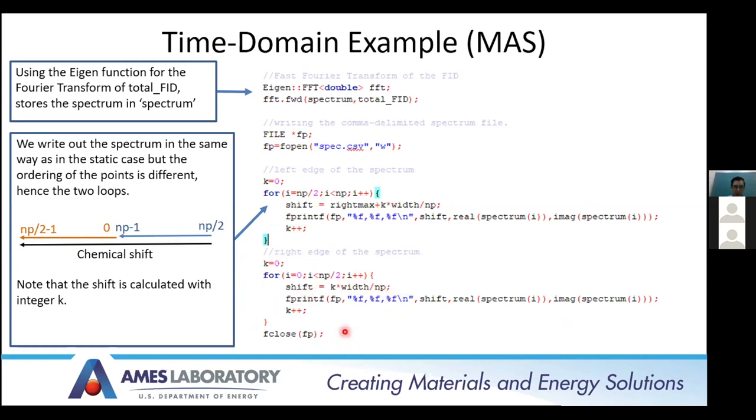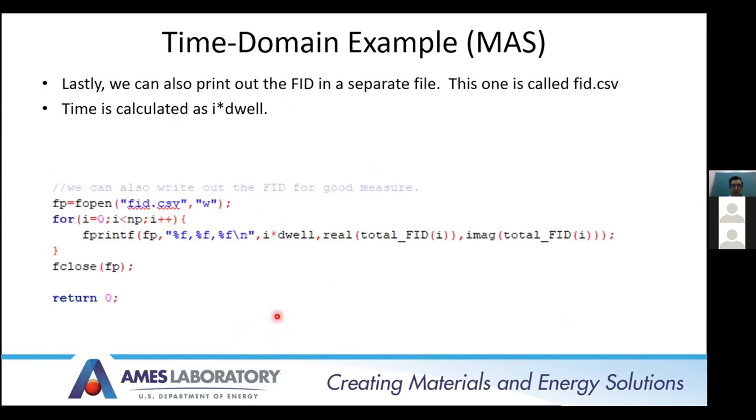And then we close the file. And then for good measure, we can also print out the FID. So you can create a second file called FID.csv. And then we can print out the time variable, which is just calculated by i times the dwell time, because we're looping over i. And then we can print out the real and the imaginary part of the FID and close this file.